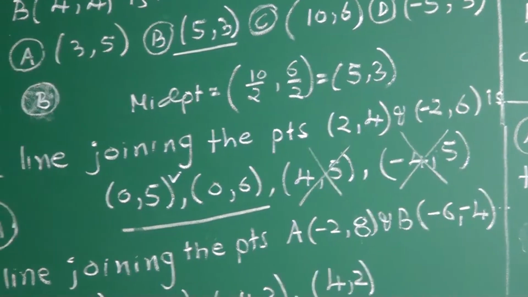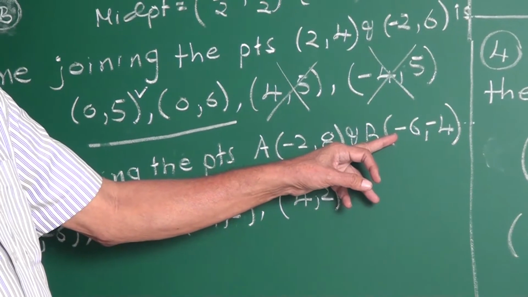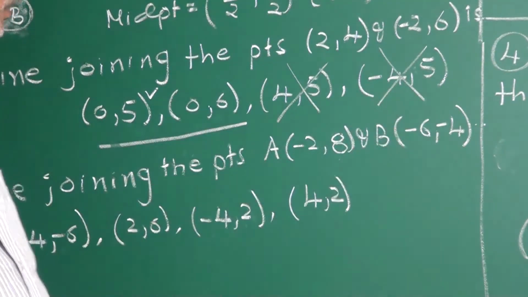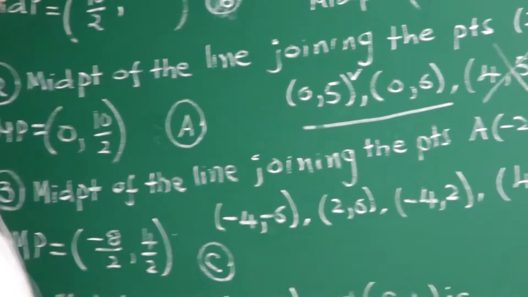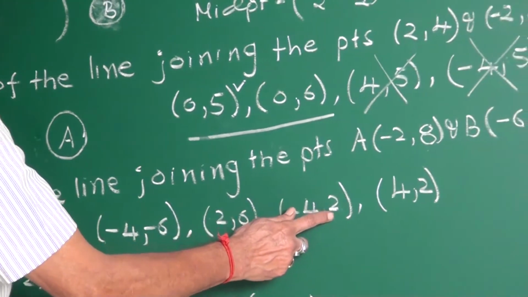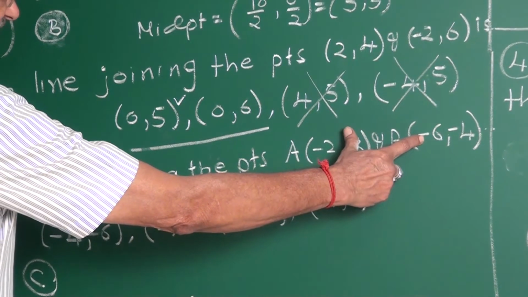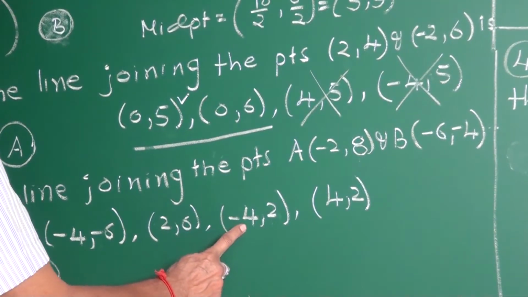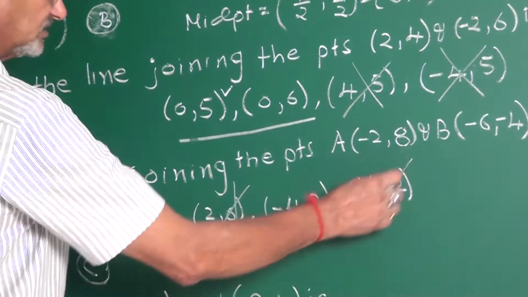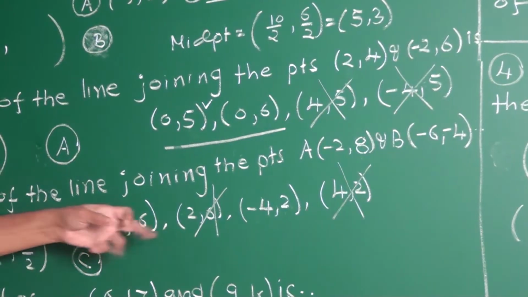Midpoint of the line joining the points (-2, 8) and (-6, -4). Yes, midpoint, these are the options: (-4, -6), (2, 6), (-4, 2), (4, 2). Minus 2, minus 6 means minus 8, divided by 2 is minus 4. Minus 4, you have two options, my friends. The others are not your answer. Cancel them. Those two are gone. You are left with only 2.